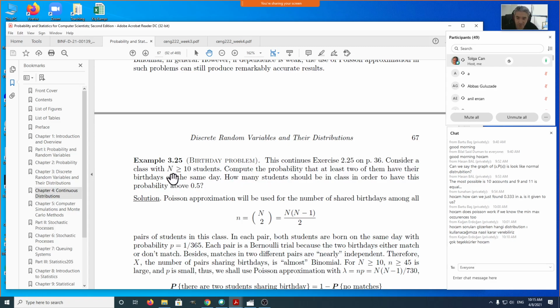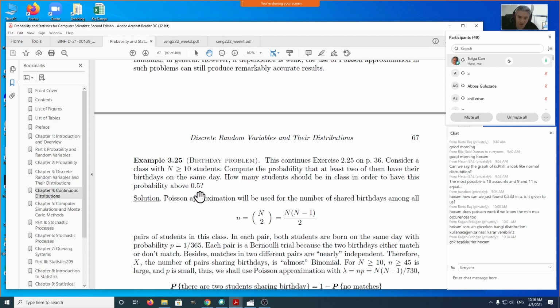Consider a class with more than 10 students. Compute the probability that at least 2 of them have their birthdays on the same day. How many students should be in class in order to have this probability above 0.5? So there's also an interesting question. The probability is given to us, and we are asked a number. It's not the success probability or anything. So the result is given to us.